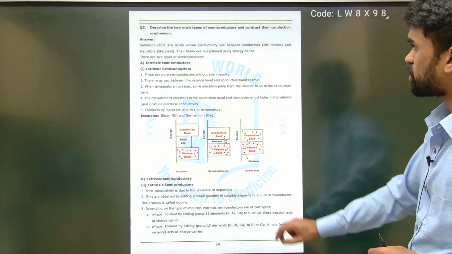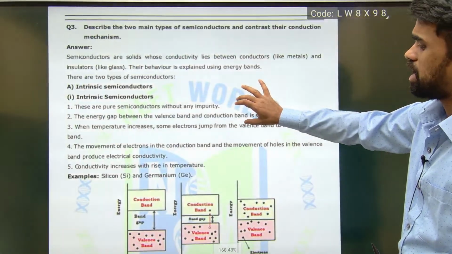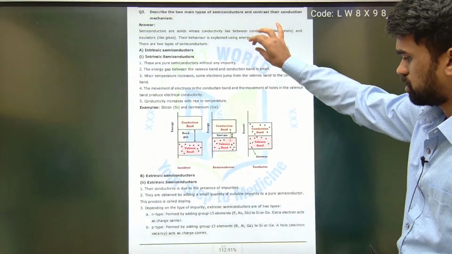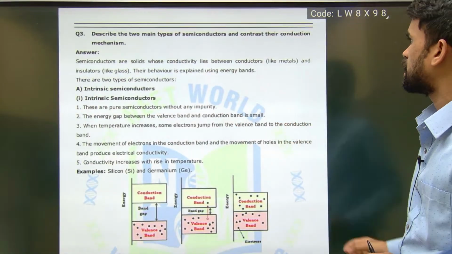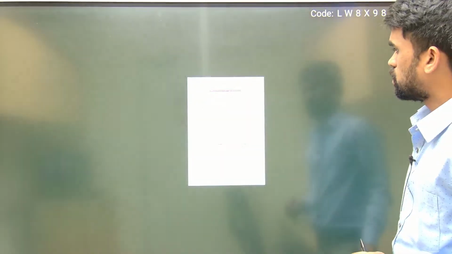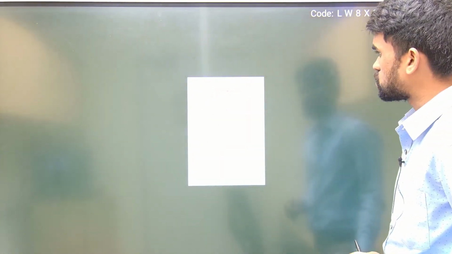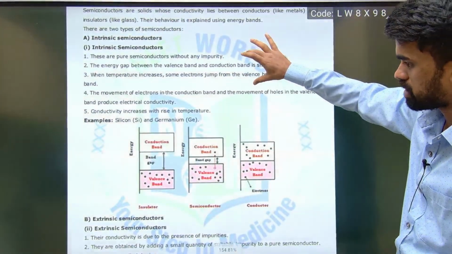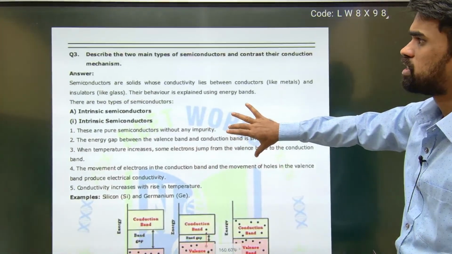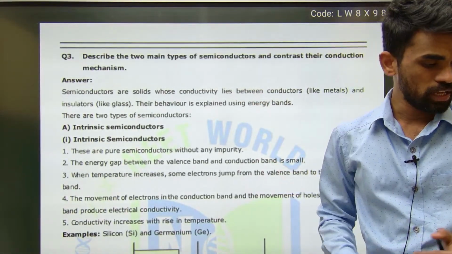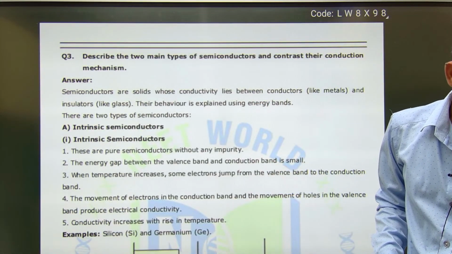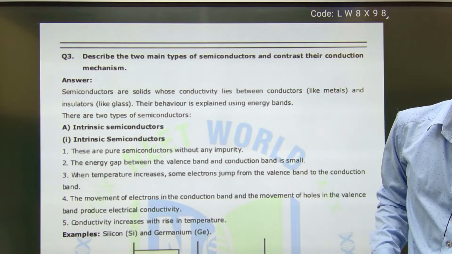The next question here is: describe two main types of semiconductors. Yeah, that is the last question. Only that is the last question. These are the three questions you should focus on from solid state first. And if you have time, you can go through other questions also, but first finish these three questions from this chapter.